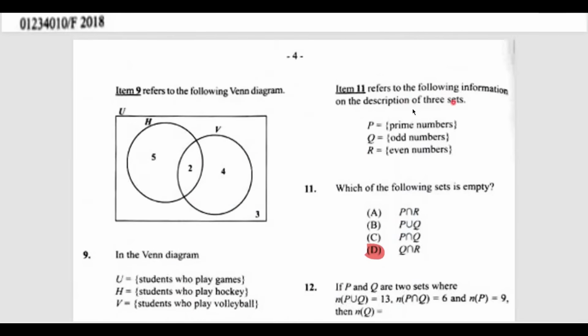Number 11, refer to the following information. P is the set of prime numbers, Q is a set of odd numbers, R is a set of even numbers. Which of the following sets is empty? Okay, the reason why D is the answer, with Q intersect R, is because there are no members that are both odd and even. In other words, there are no members that are common to both Q and R. Either you're odd or you're even, not both. So D is your answer.